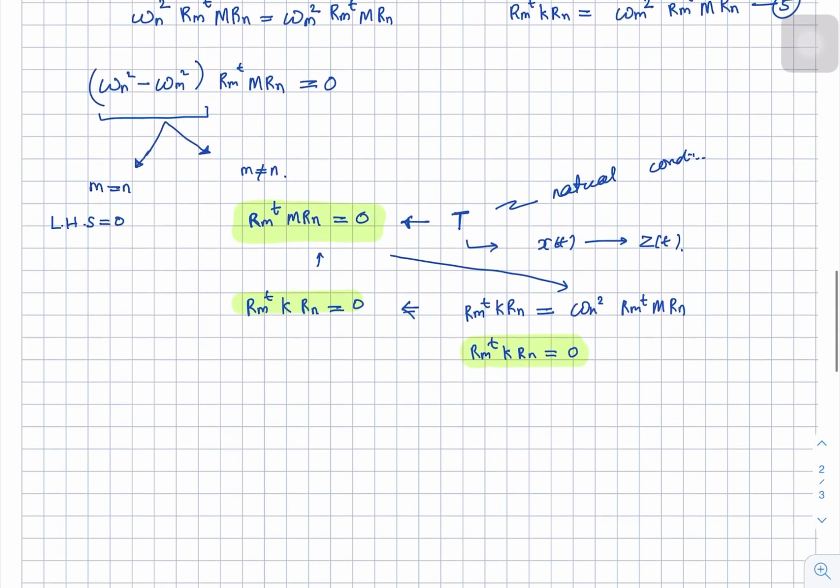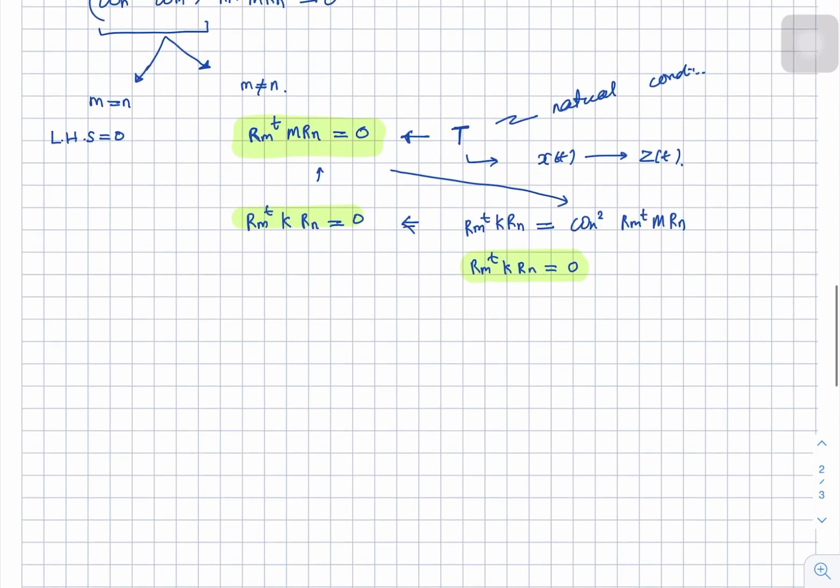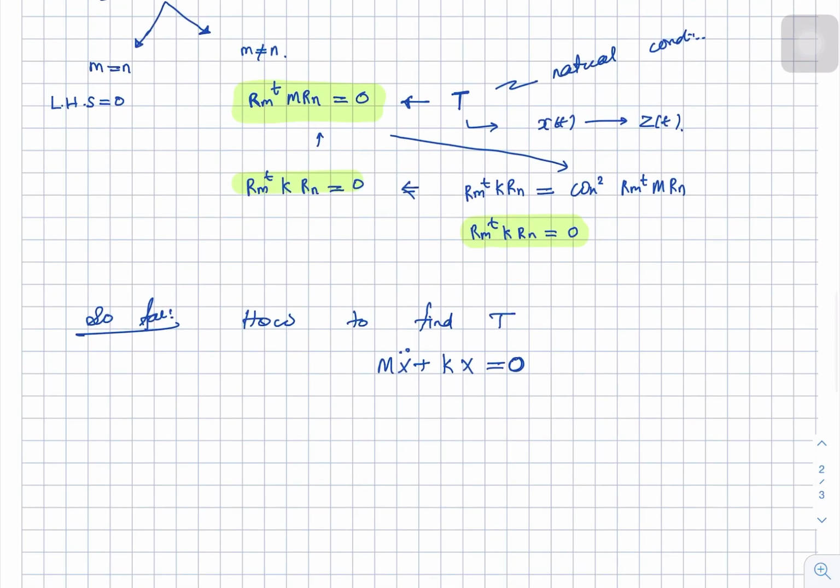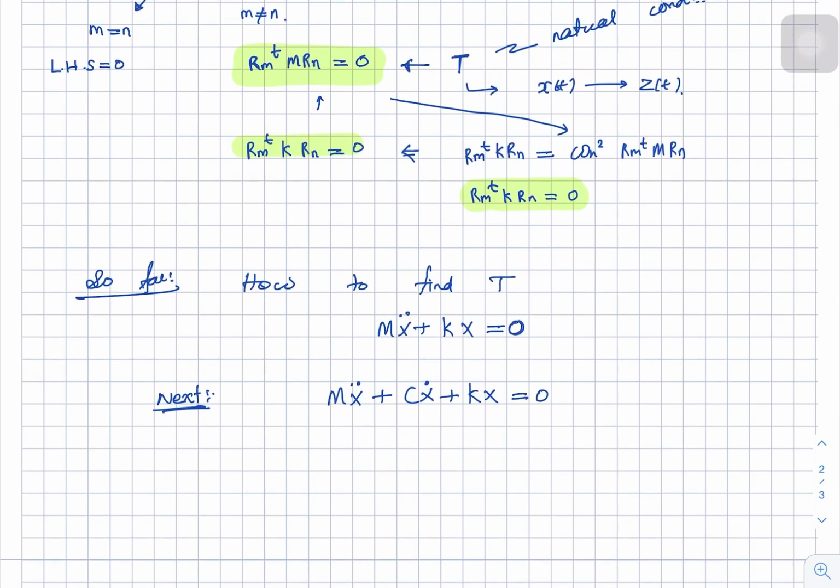So far what we have seen is how to find t for a system which looks like m x double dot plus k x equal to 0. So what is our next objective? The next objective will be to find a natural coordinate for the system which will have damping with no forcing. So this one we will explore in the further class.